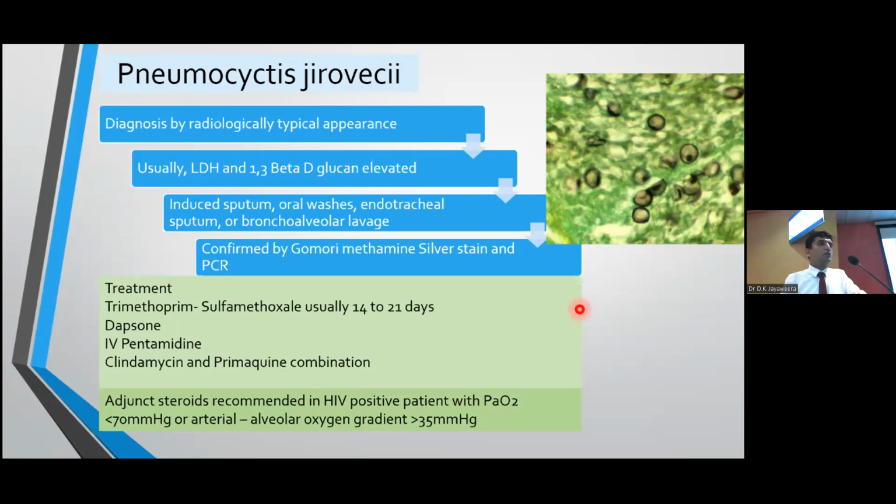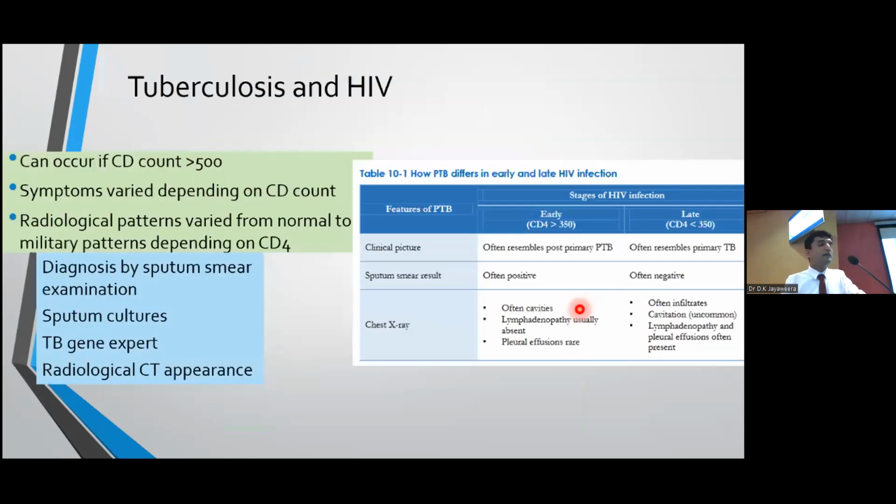therapy. Patients who have a PaO2 of less than 70 or an arterial-alveolar oxygen gradient of more than 35. And the TB and the HIV. Initially, I mentioned Pneumocystis jirovecii usually occurs when the CD4 count is less than 200. But the important thing is this TB infection can occur at any CD4 count.